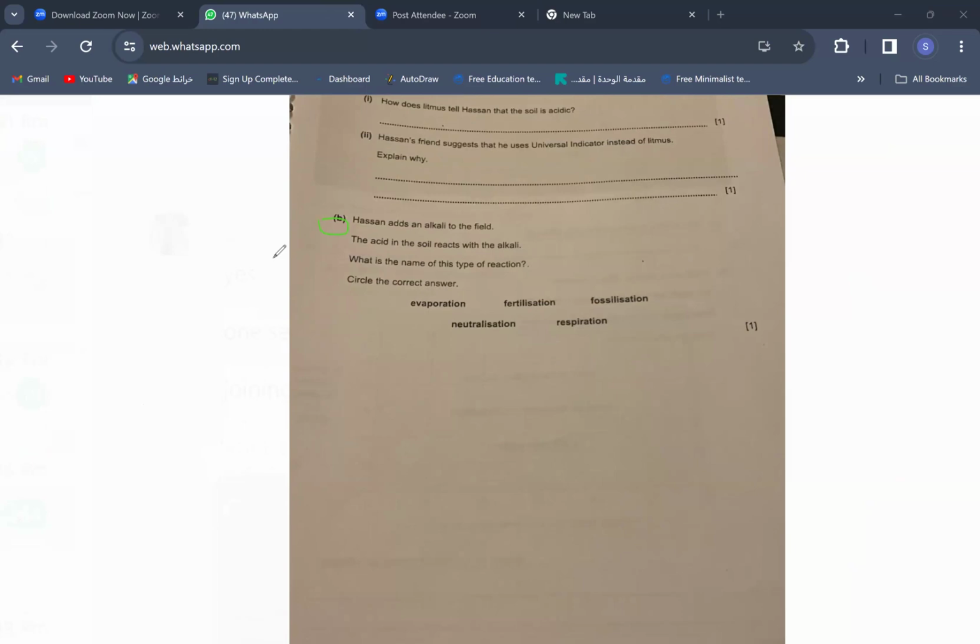Oh, that's neutralization. Neutralization, thanks a lot. Because we have a rule or an equation that said acid with base give us salt and water. Acid with base give us salt and water.